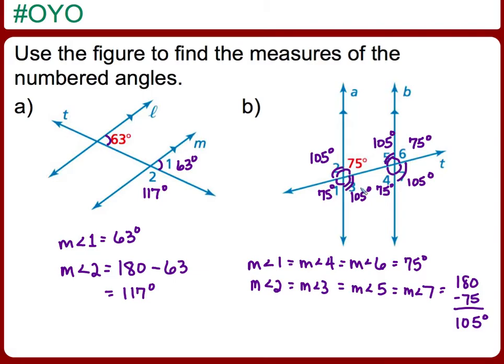And now we can use our corresponding angles to find 4, 5, 6, and 7. 4 corresponds to 1, 5 corresponds to 2, 6 corresponds to the given 75-degree angle, and 7 corresponds to angle 3. And we have all of the acute angles are 75 degrees, all of the obtuse angles are 105 degrees.